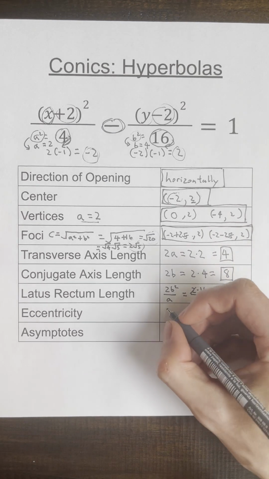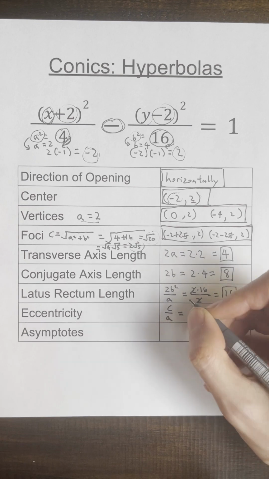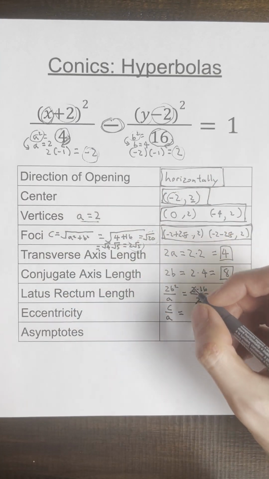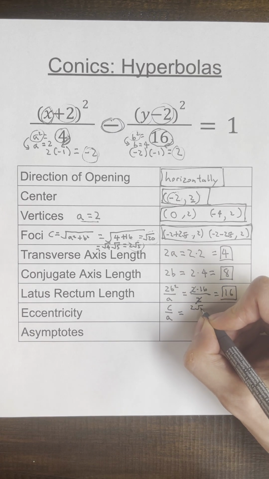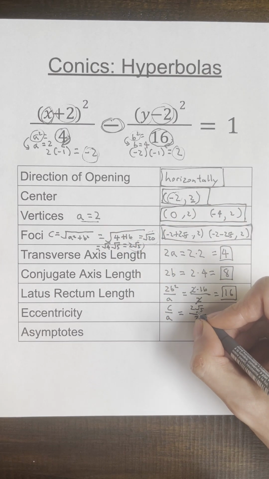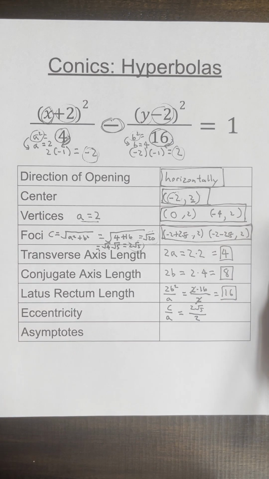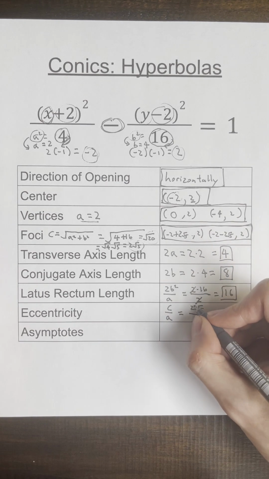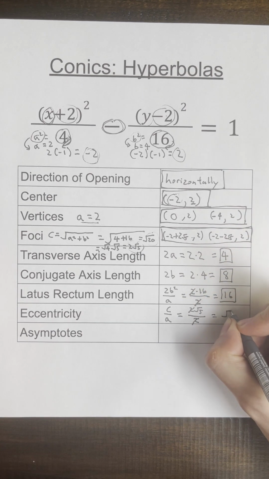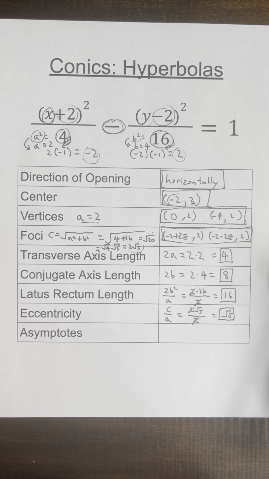To find the eccentricity, use the formula c over a. How much was c again? C was 2√5. How about a? 2. How do we simplify this fraction? There's a 2 on the top and a 2 on the bottom, so I can just cross them out, and we're just left with √5. Okay.